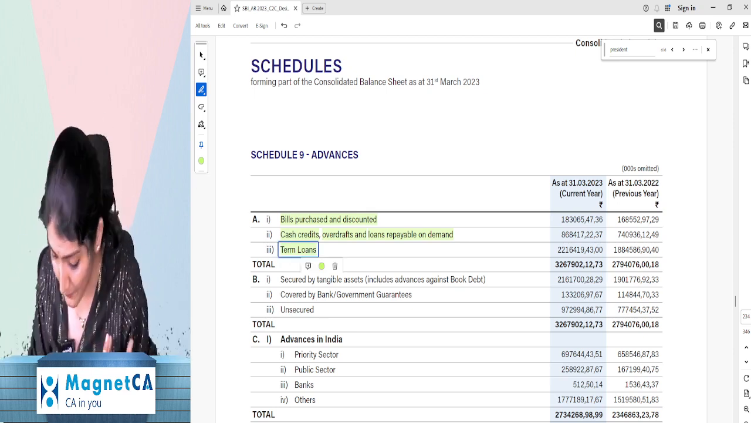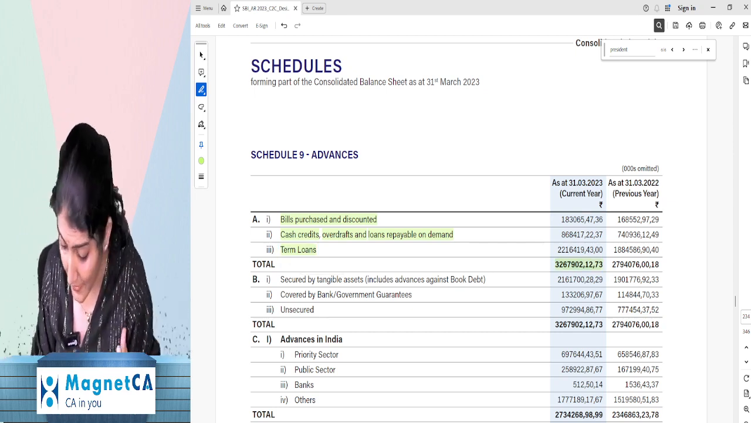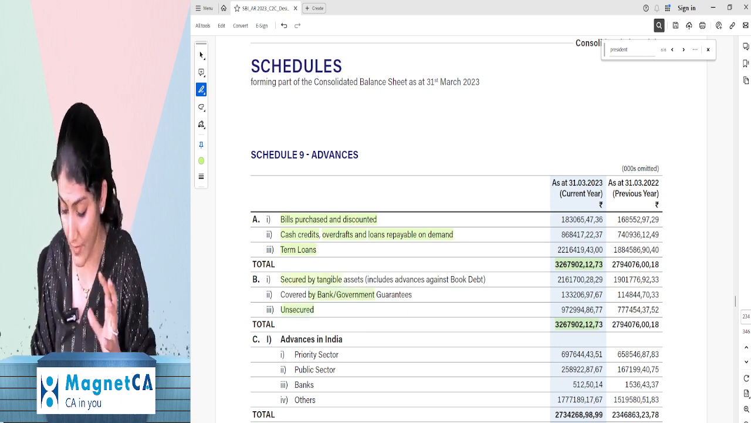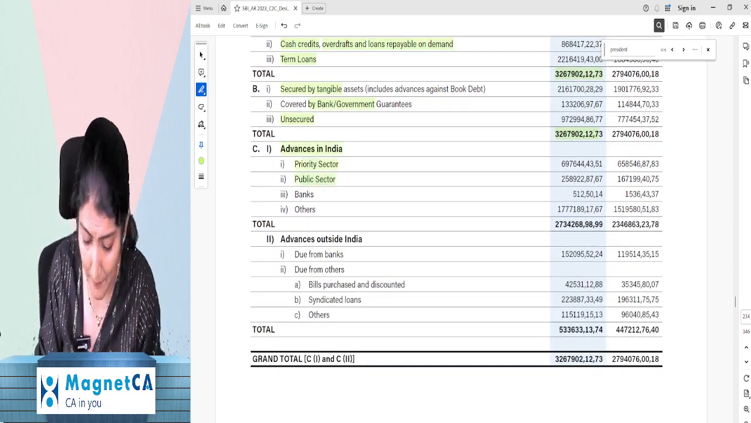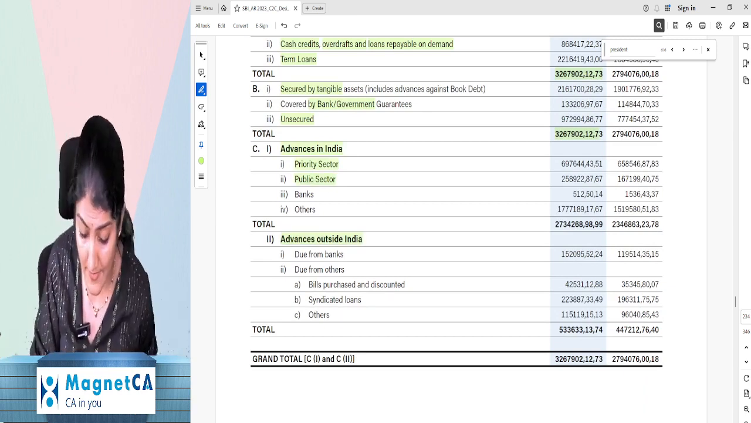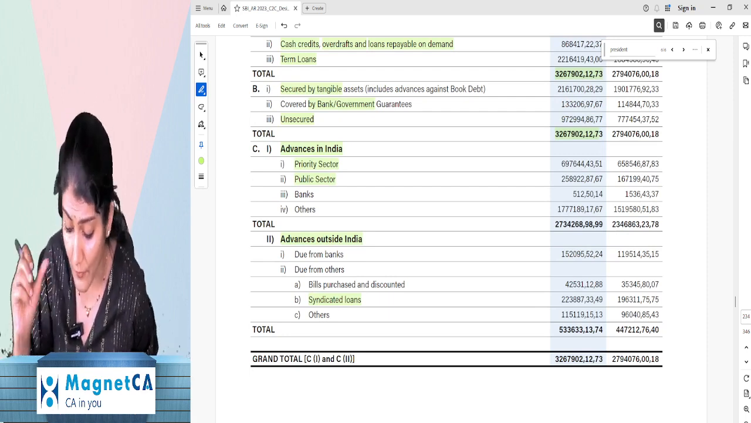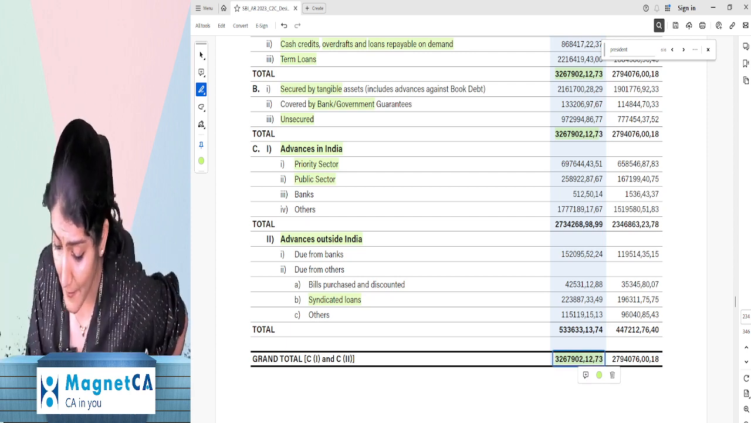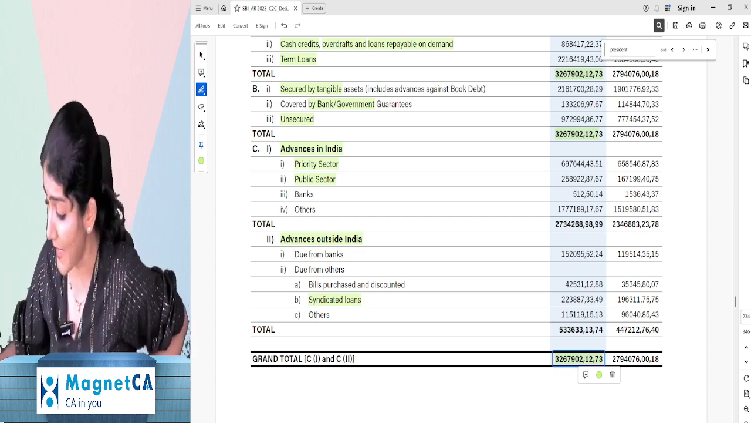So that is one breakup, 326,7902, the BCT breakup. Then another breakup of that 326 is secured, covered by bank government guarantee, and unsecured. Again, the same figure. And then the third breakup, advances in India: priority sector, public sector, bank, others. Outside India: due from bank, due from others. Bills purchased, discounted, syndicated. That is more than one bank coming together and giving a loan, also called the consortium loan. And then again the breakup. So the same figure, the advances of the bank, 326,7902, 1273. But three breakups of that have been given.